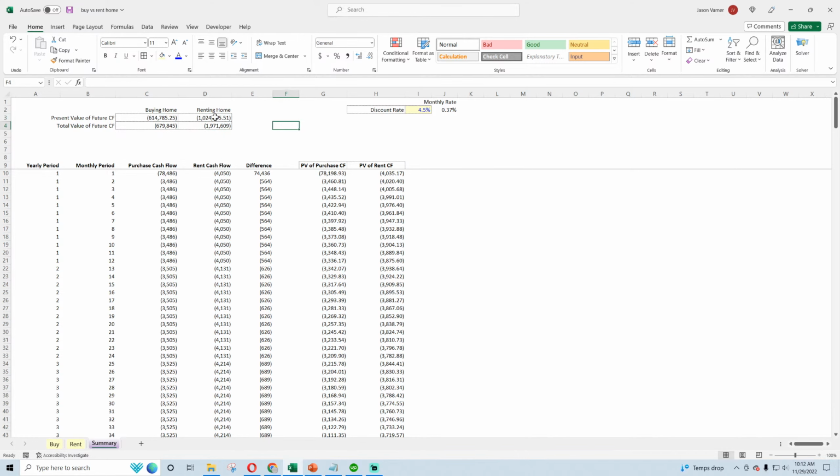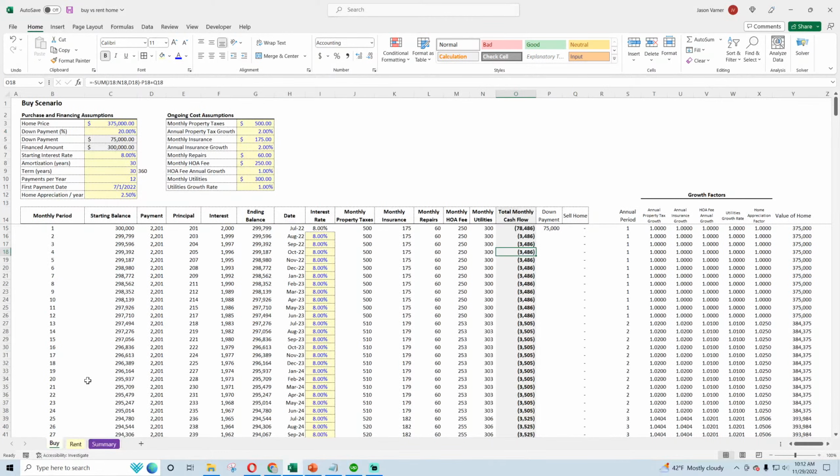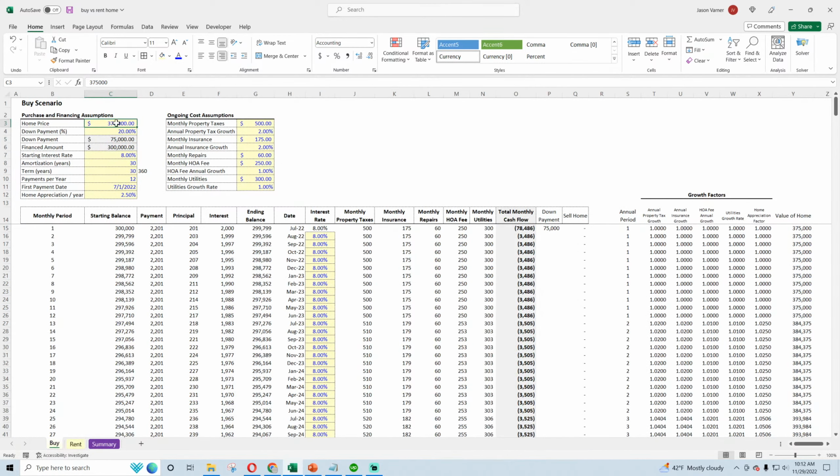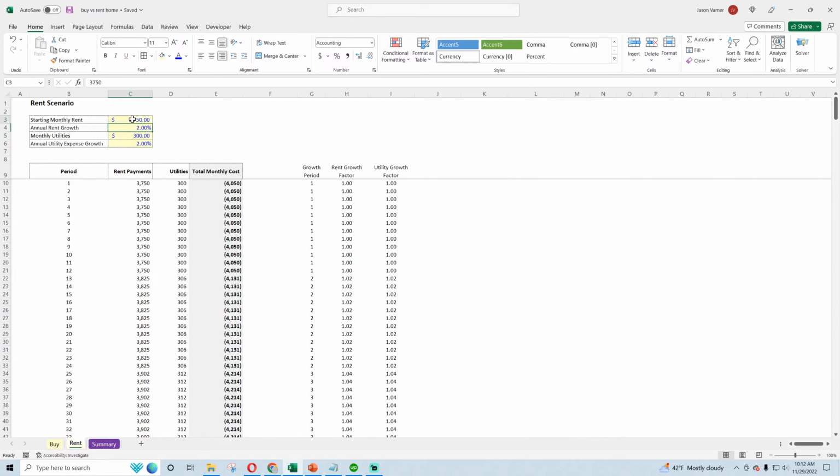So based on these assumptions, and I try to keep them as fair as possible, assuming the monthly rent and growth rate and utilities were the same, it is what it would be for this type of home. Now again, this is very dependent on interest rates. It's very dependent on where rents are for a house. There's a lot of variables here, but that's why you can adjust this and see.